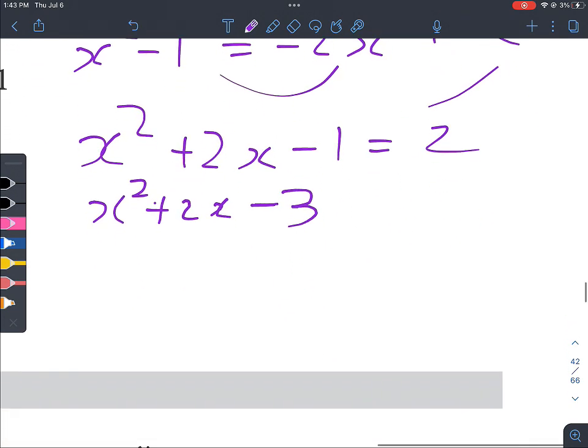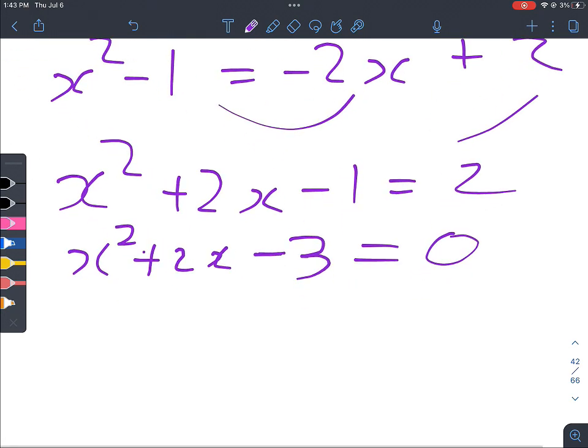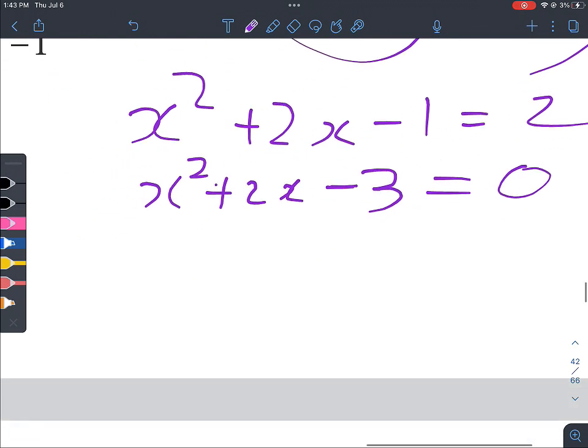So what I did, this was positive last time, so when it came to the left side, it became negative, but it's meant to be positive on the left side. Okay, so now let's actually factor.